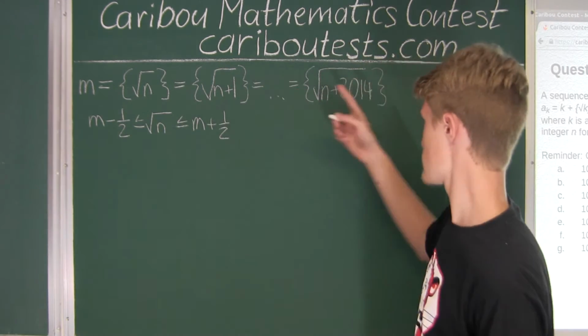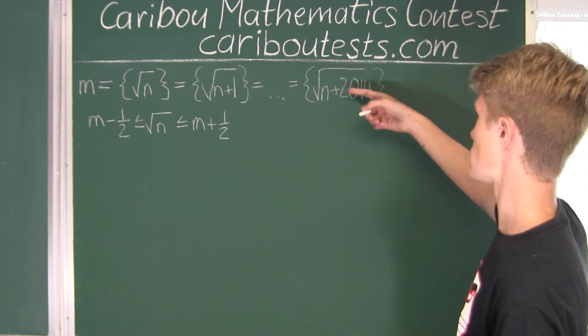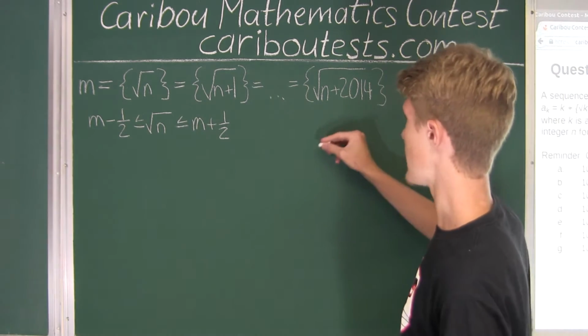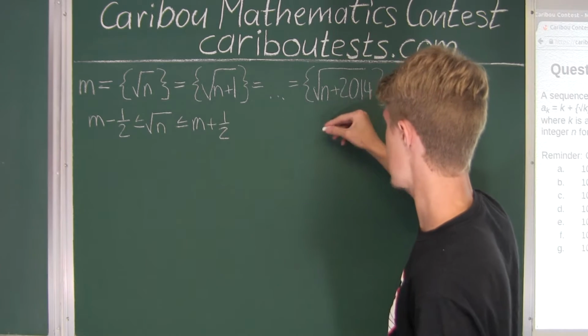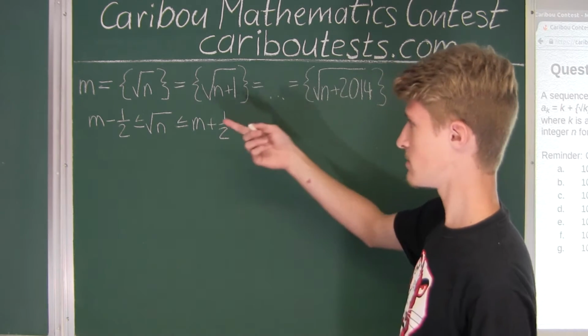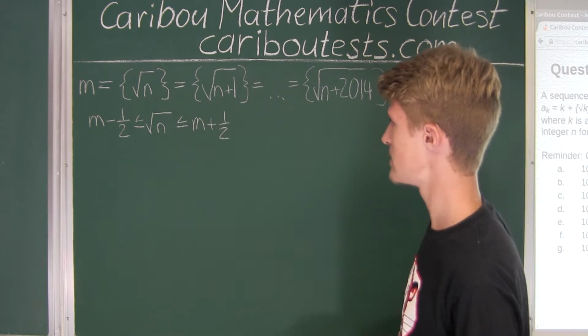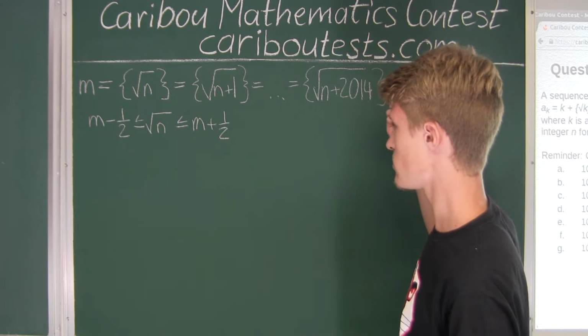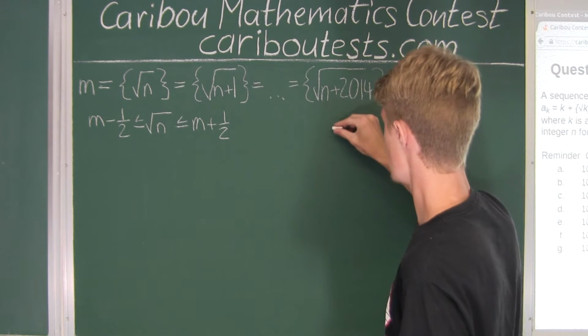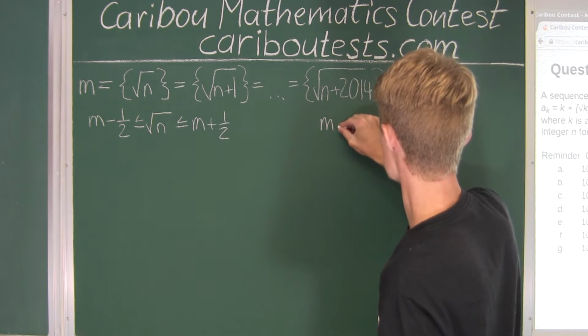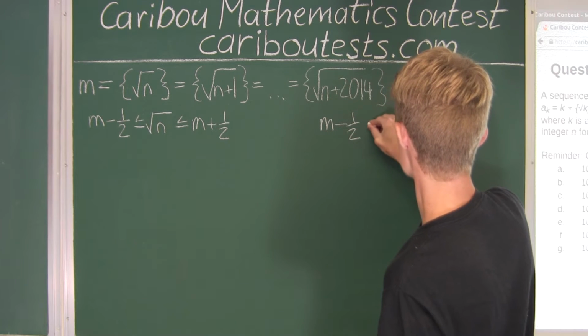And now likewise for the last term, square root of n plus 2014, again, we have the same thing. So we have it can't be less than m minus 1/2 or greater than m plus a half. So we have m minus a half.